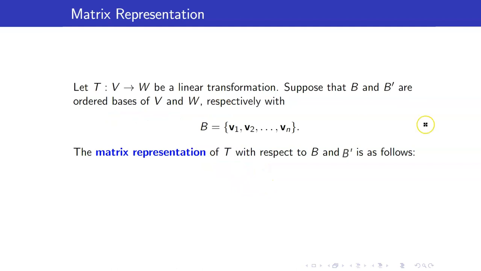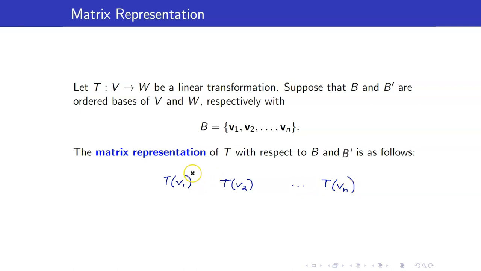We are now ready to define matrix representation of a given linear transformation. Suppose that we have a linear transformation T from V to W, and suppose that B and B prime are ordered bases of V and W respectively. Let us suppose that the ordered basis B for V consists of these vectors, V1 up to Vn. Here is how you form the matrix representation of T. First, you get the images of the basis elements. So we have T of V1, T of V2, up to T of Vn.